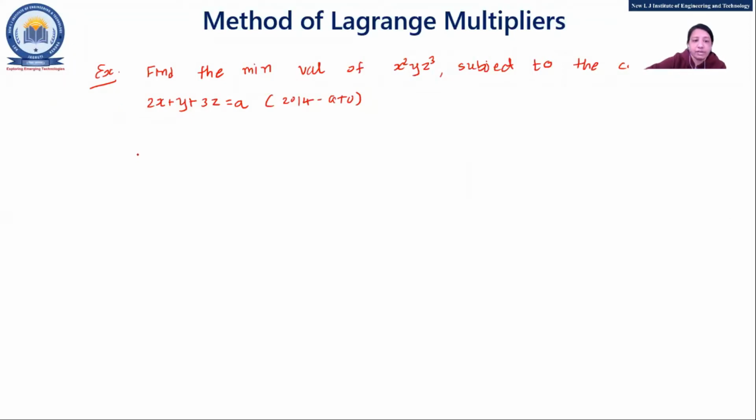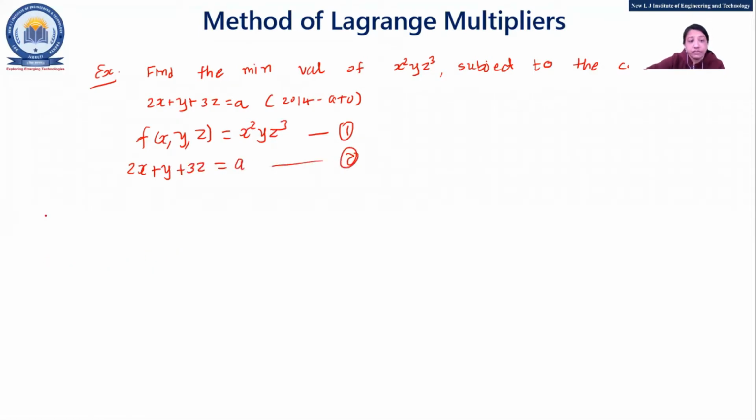First you have to write f of x, y, z, sorry, three variables are there. f(x,y,z) equal to x square y z cube. So this is my first equation. Now second will be what? What is the relation between those? 2x plus y plus 3z equal to a. This is my second equation.